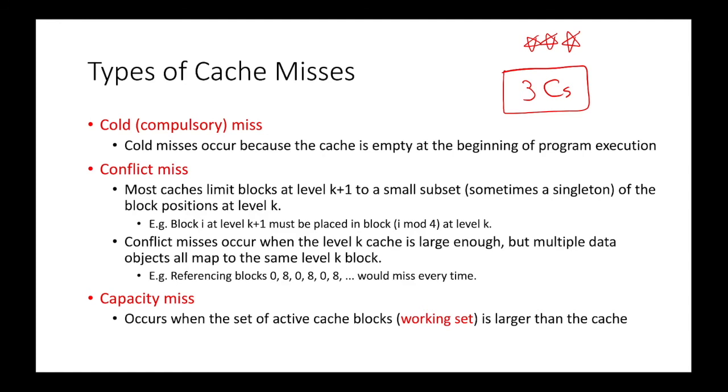The second type is conflict miss, and it happens because certain cache configurations limit where a block can be placed, and because of this, an existing block has to be evicted even though the cache has other empty slots.